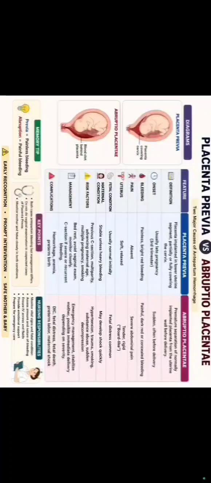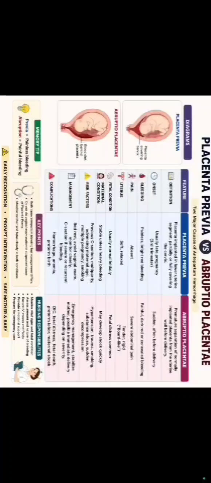Now we can see placenta abruptio. It is premature separation of a normally implanted placenta from the uterine wall before the delivery of the baby. Its onset is sudden, most often before the delivery of the fetus. The bleeding will be dark or concealed bleeding. Concealed bleeding is when the blood collects between the placenta and the uterine wall.